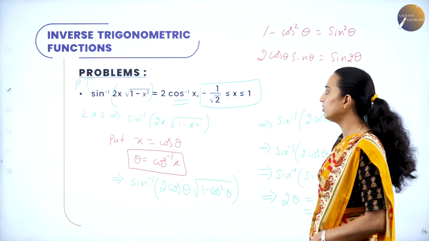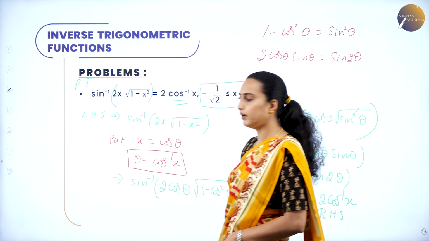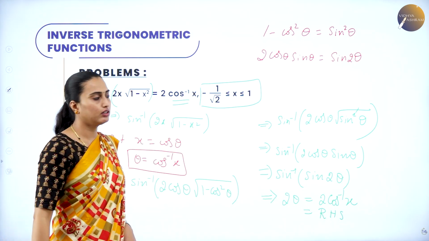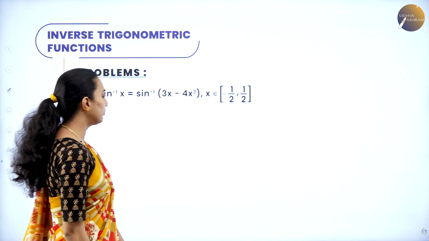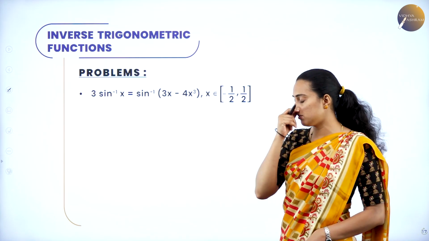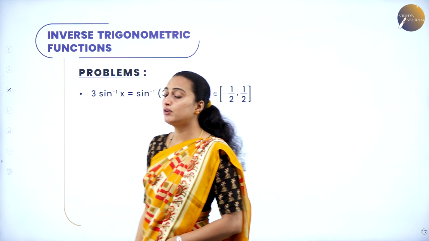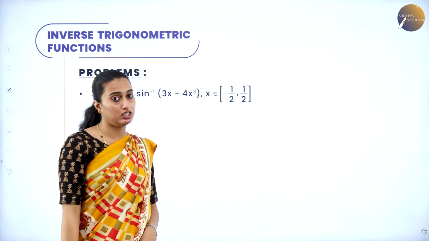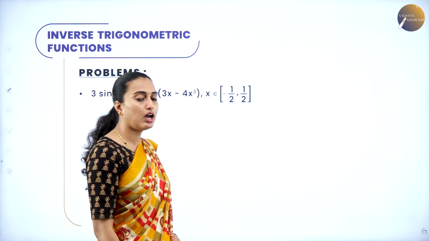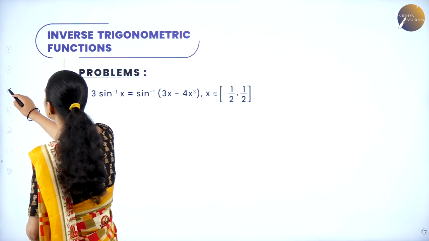For this problem and this problem, same proof. Just the substitution will change according to the right hand side. Got? So next we'll be having 3 sin inverse x is equal to sin inverse of 3x minus 4x cube. For this you have to remember the multiple and submultiples of sin 3 theta. Sin 3 theta can be written as what? 3 sin theta minus 4 sin cube theta. Correct? So I am going to use that formula here.